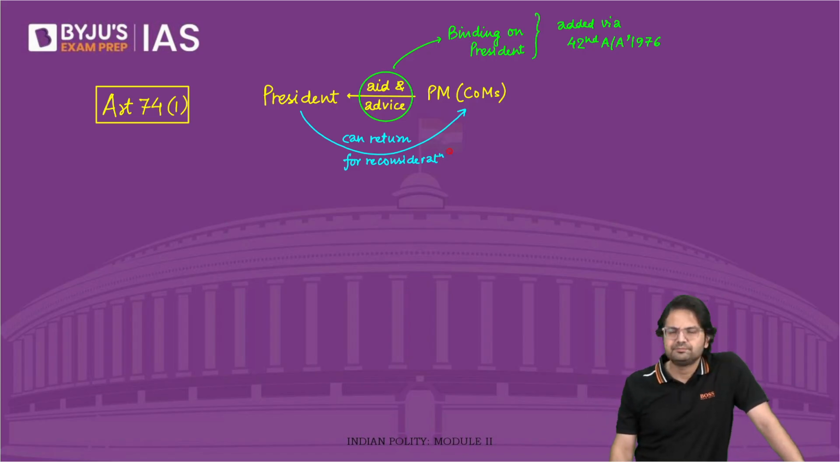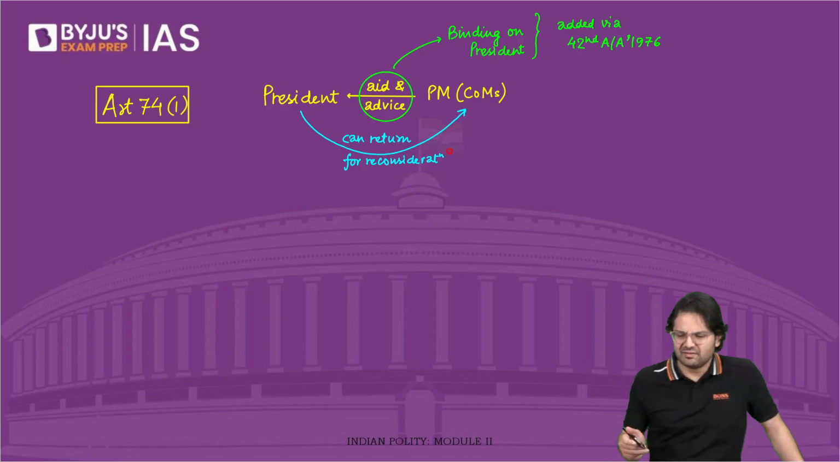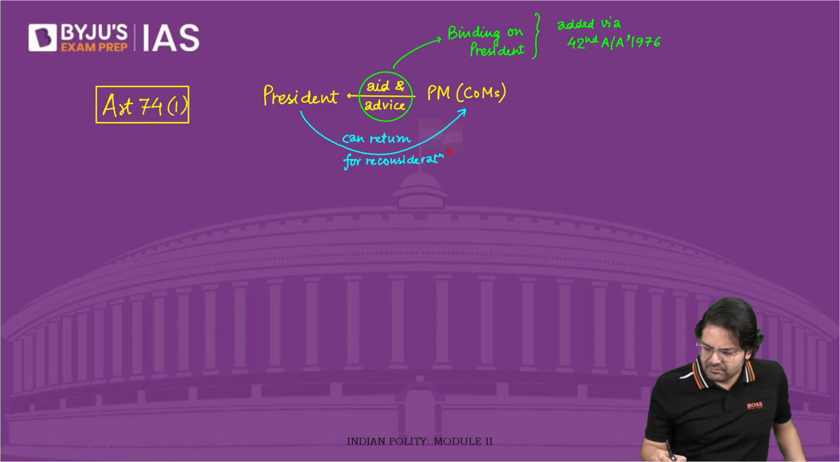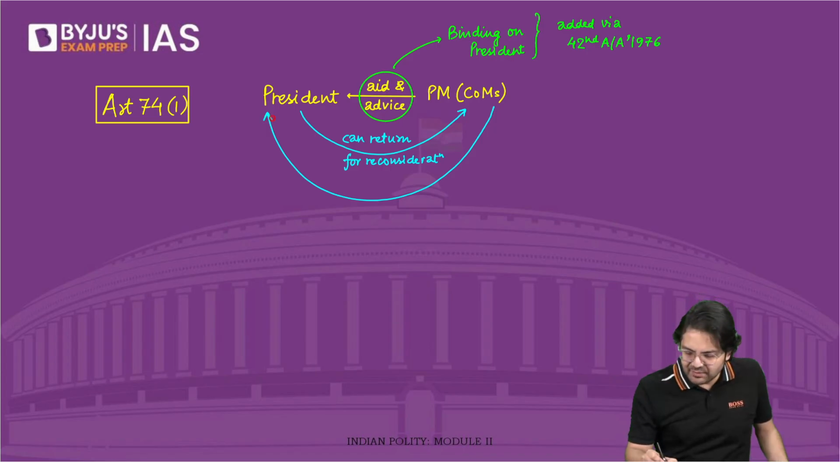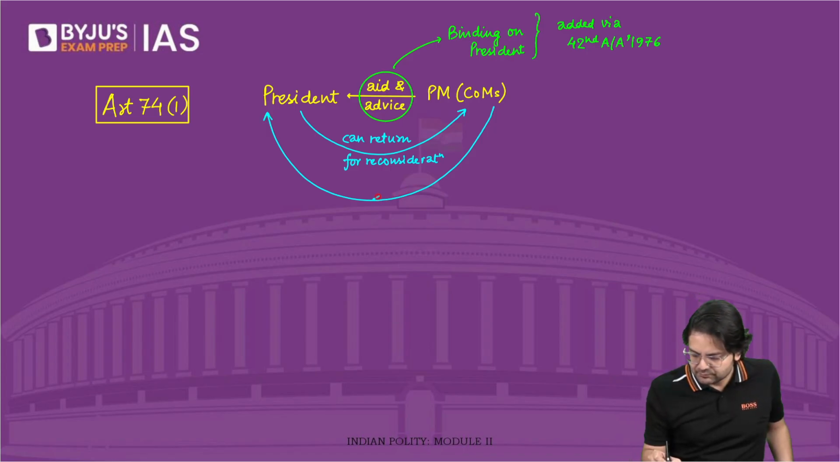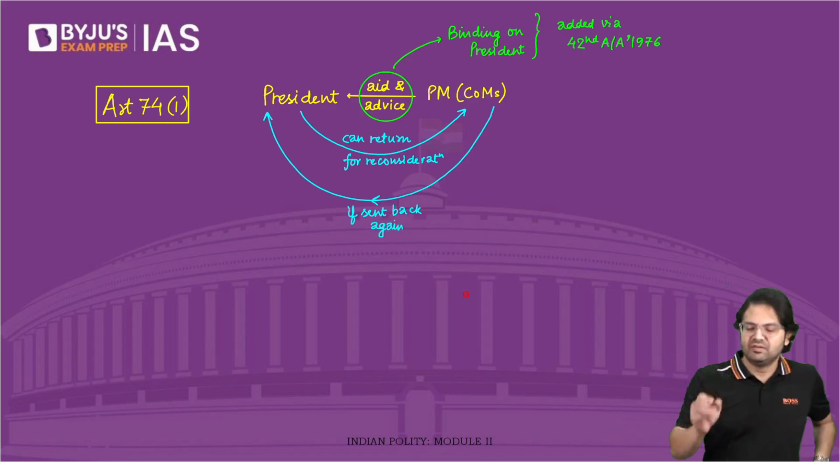Okay, no problem. The PM gets this back, and the president says, sir, are you sure? Confident? Right? 100%. Should I sign? The PM says, sir, ma'am, you please sign. If the advice is sent back again, this time what happens? Now it is binding on the president to give assent.